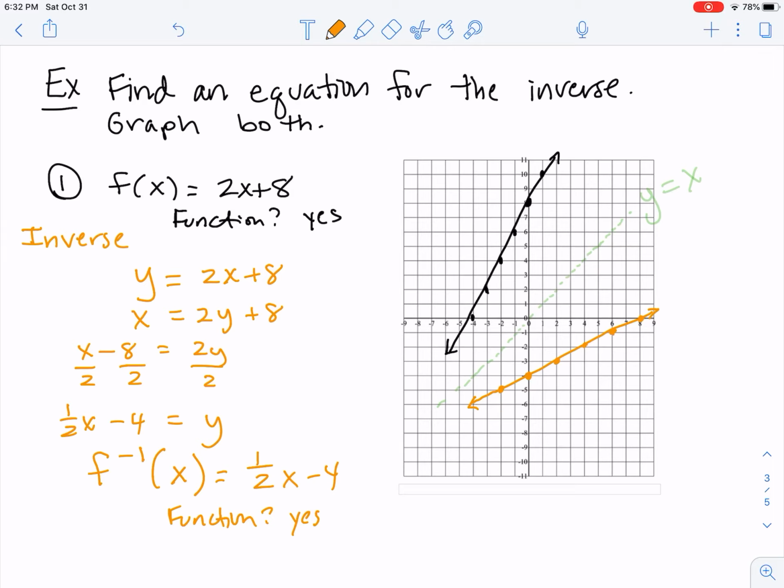Another way to figure out if the inverse is a function is to use f of x. I use the vertical line test on f of x to figure out if it's a function. I can use the horizontal line test on f of x to figure out if the inverse is a function. So that's also a quick way to do that.